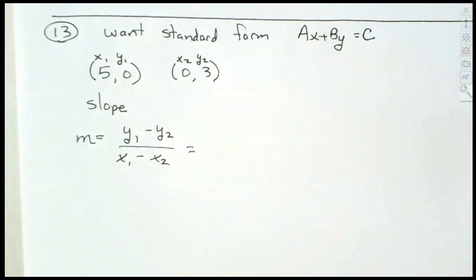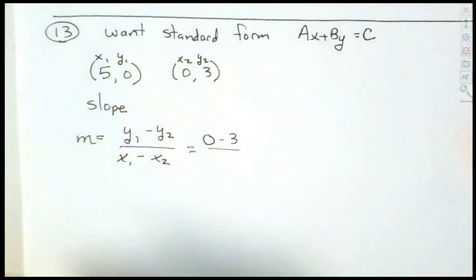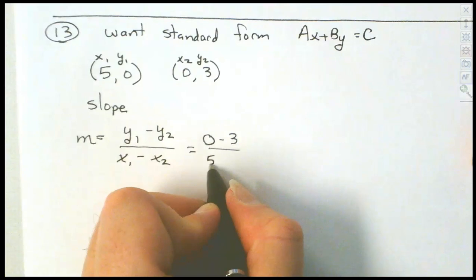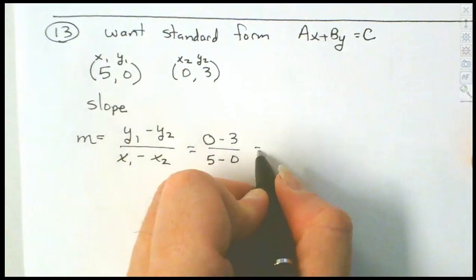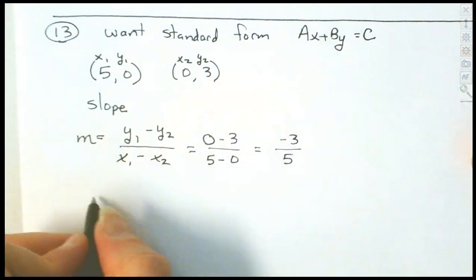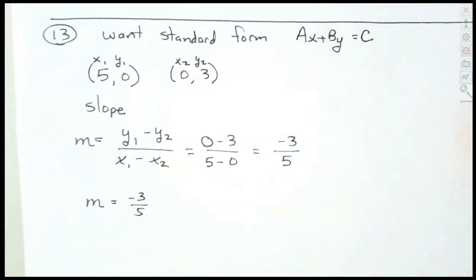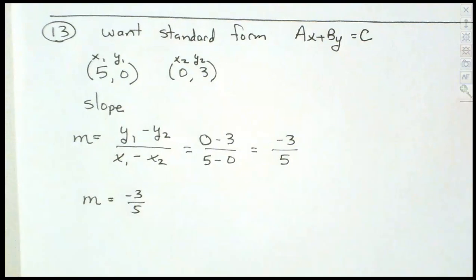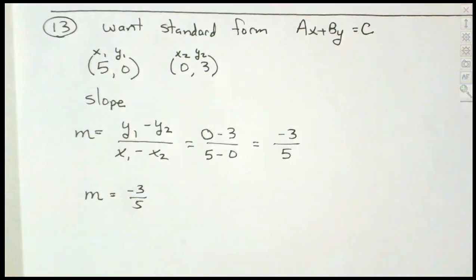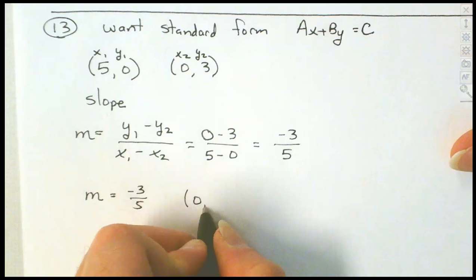This one's going to be easier because of those zeros. So 0 minus 3 over 5 minus 0, and that is then minus 3 over 5. So that's my slope. And what do we now need? We need a point and a slope. Doesn't matter which one we use. You can use either one. Does not matter at all. How about we use 0, 3?